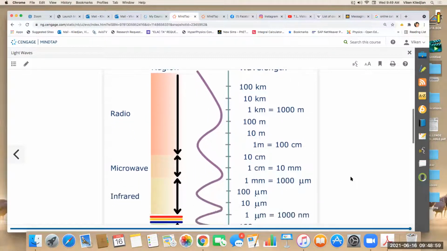And then when you get to microwave, you're getting to a smaller region than the radio spectrum, and their wavelengths are about 10 centimeters to 1 centimeter. And the reason they're able to cook food is that their wavelength, which is around 1 centimeter, happens to be about the same size. The wavelength happens to be the same length as the molecules in the food, the water molecules.